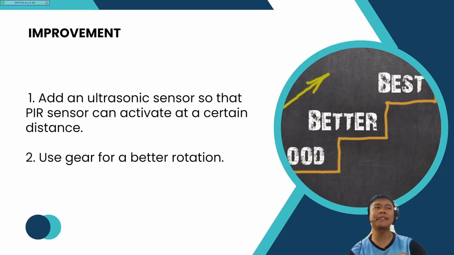I think there are some improvements to add on this device, such as an ultrasonic sensor. So the PIR sensor will not actuate all the time, and it will actuate at a certain distance, so it will not open the door accidentally for a customer or non-customer to enter. And second, we have to use a gear for better rotation, because with a gear, it will slide smoothly and open the door more quickly.